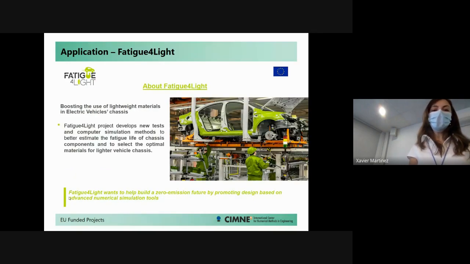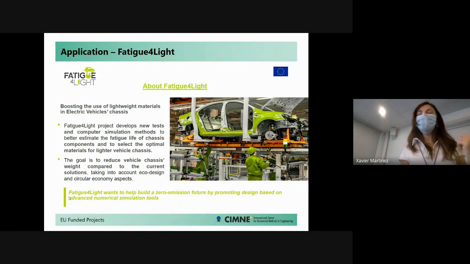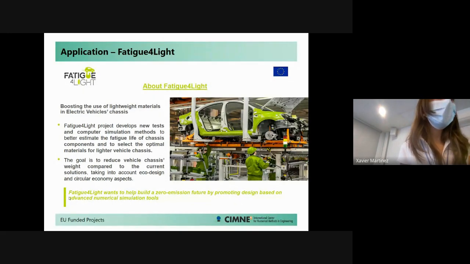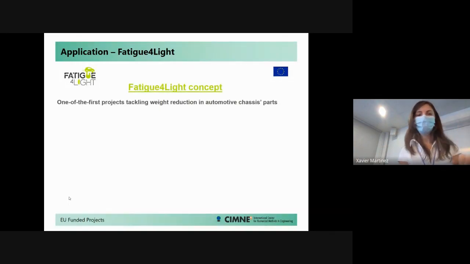And what are we doing exactly in the Fatigue for Light project? Basically, we want to reduce the chassis weight by formulating new advanced numerical simulation tools, which are based on the models that I've shown here, and some fast testing methodologies for fatigue. Because just to let you know, fatigue testing experimentally takes a long time, so keep it in mind.